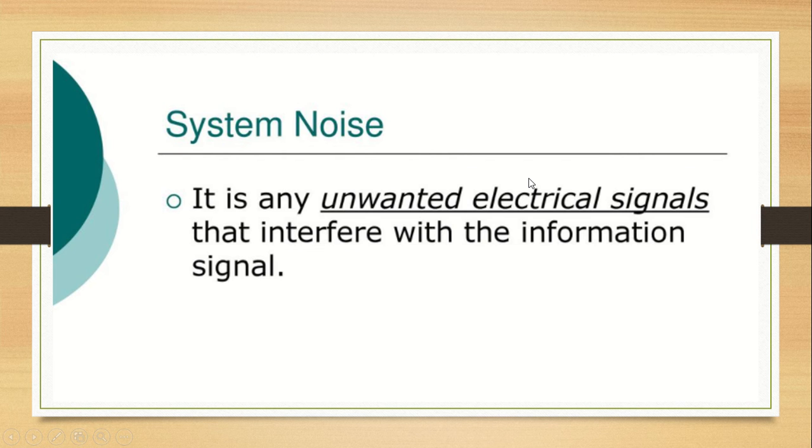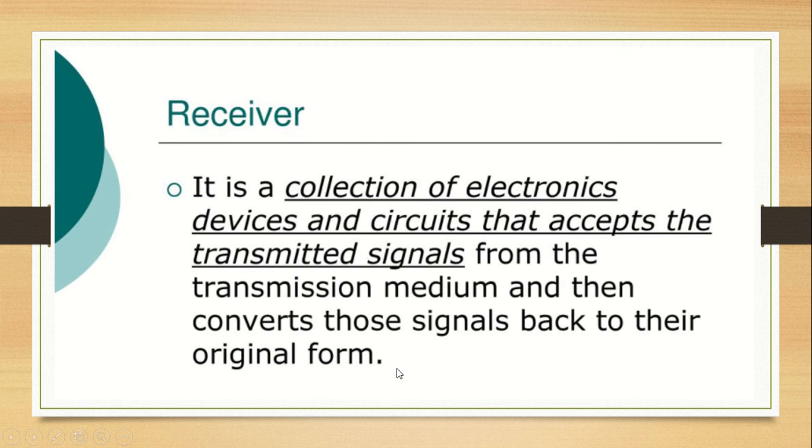Okay, so in the communication channel, we have what we call system noise. It is any unwanted electrical signals that interfere with the information signal. We'll give you the details of this part in our future discussions. And the receiver is a collection of electronic devices and circuits that accepts the transmitted signals from the transmission medium and then converts those signals back to their original form.